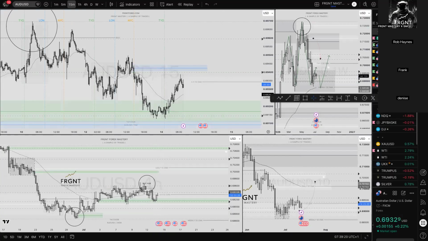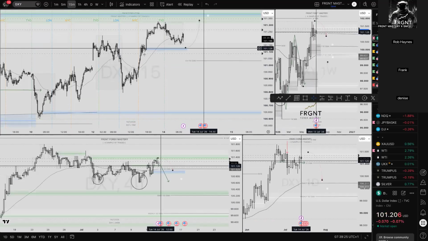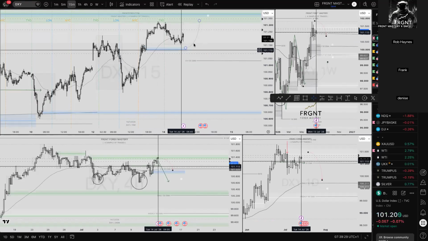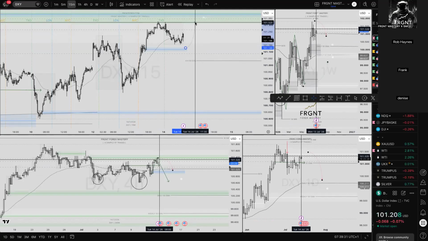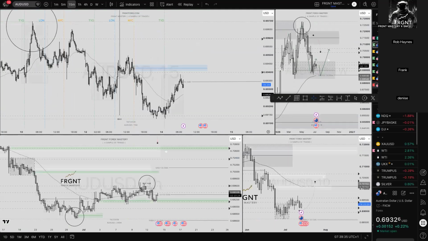So if I'm looking at just a flip-flop back to the DXY, look at the distance. We're looking at a potential Asia range, let's say for a good example, an Asia range long position on the DXY for us to refill Asia back up to these highs. Now, if I flip-flop back to AUD/USD, look at the similarities.